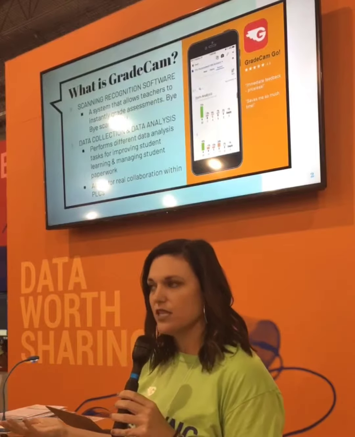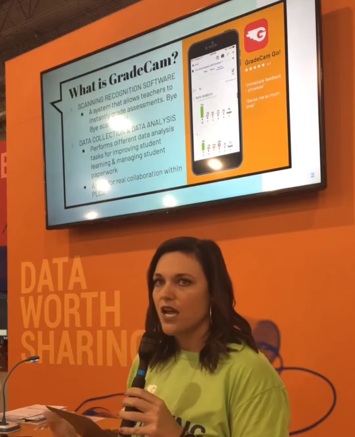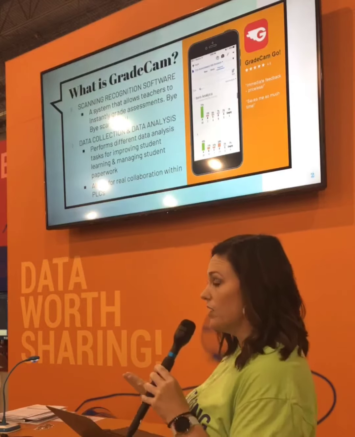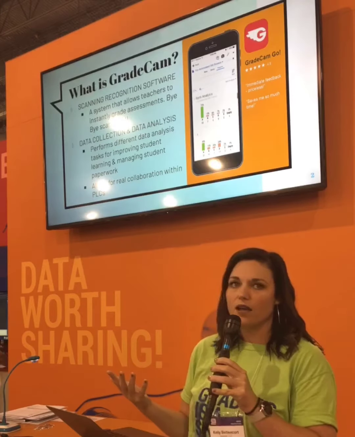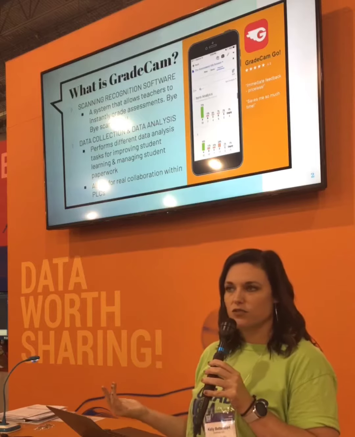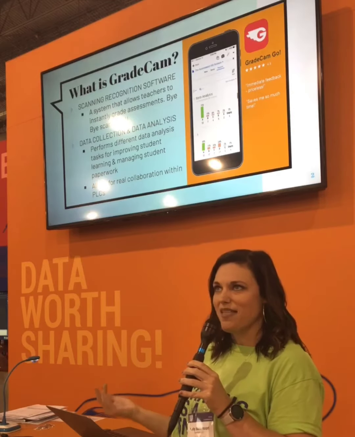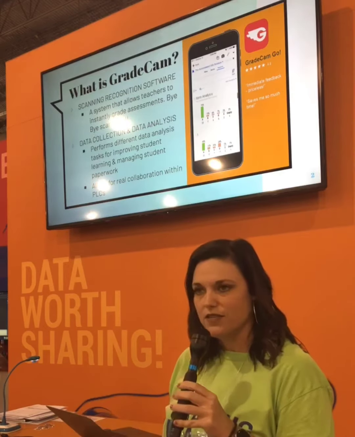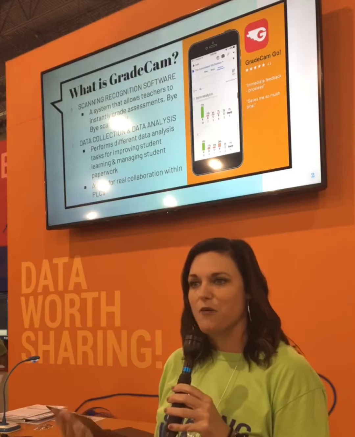It's a scanner system. Essentially, you take any assessment that you have and you can scan it with anything using a camera. It has data collection tools, and it made my life so much easier. The scanning obviously makes my life easier, but the data assessment tools are kind of where it was at.